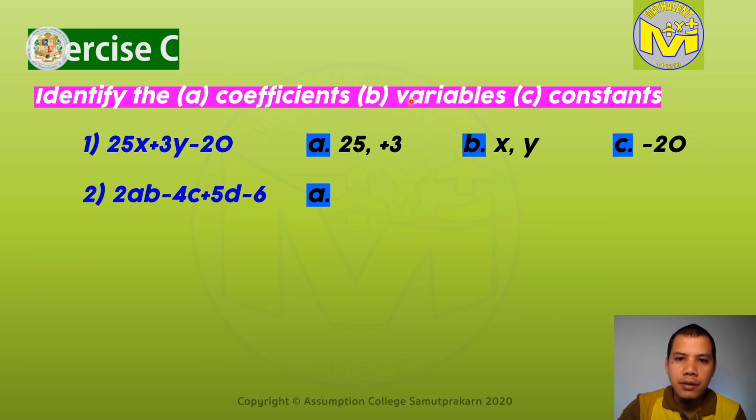Now, let's answer letter B. Find or identify the variables. In term 1, we have two variables, A and B. So write A and B right away in letter B. A, comma, then B. And then in term 2, we have C, comma, C. And then in term 3, we have D. So write D. So in letter B, what are the answers? We have A, B, C, and D.